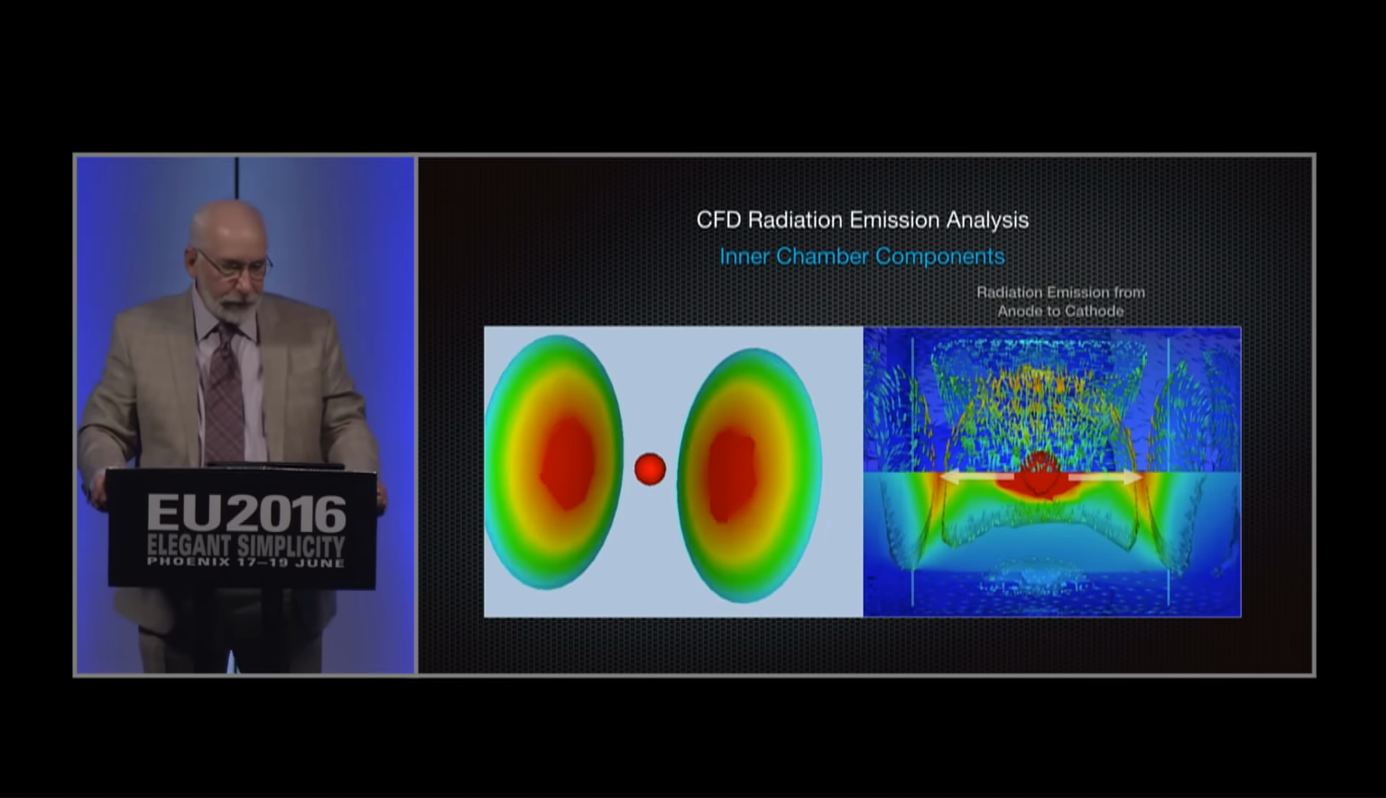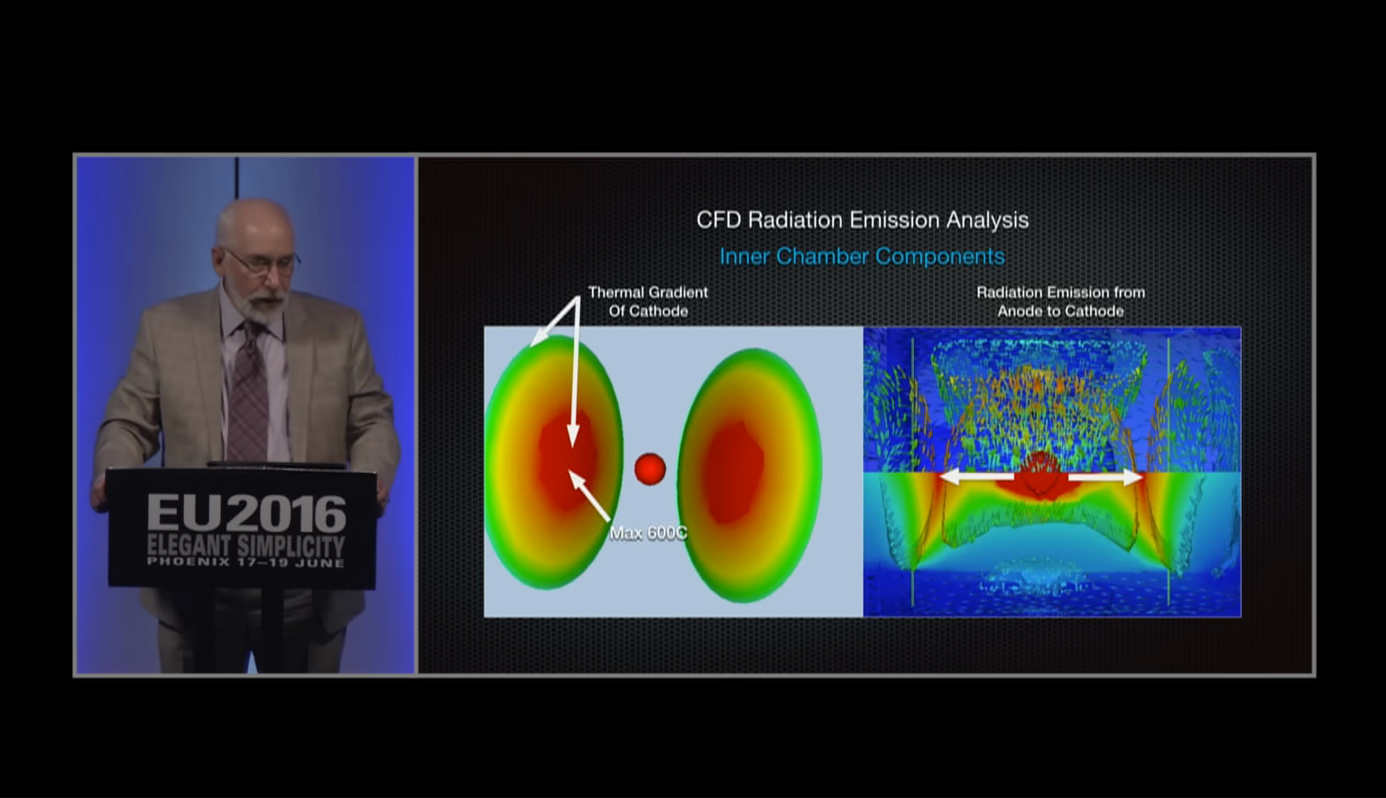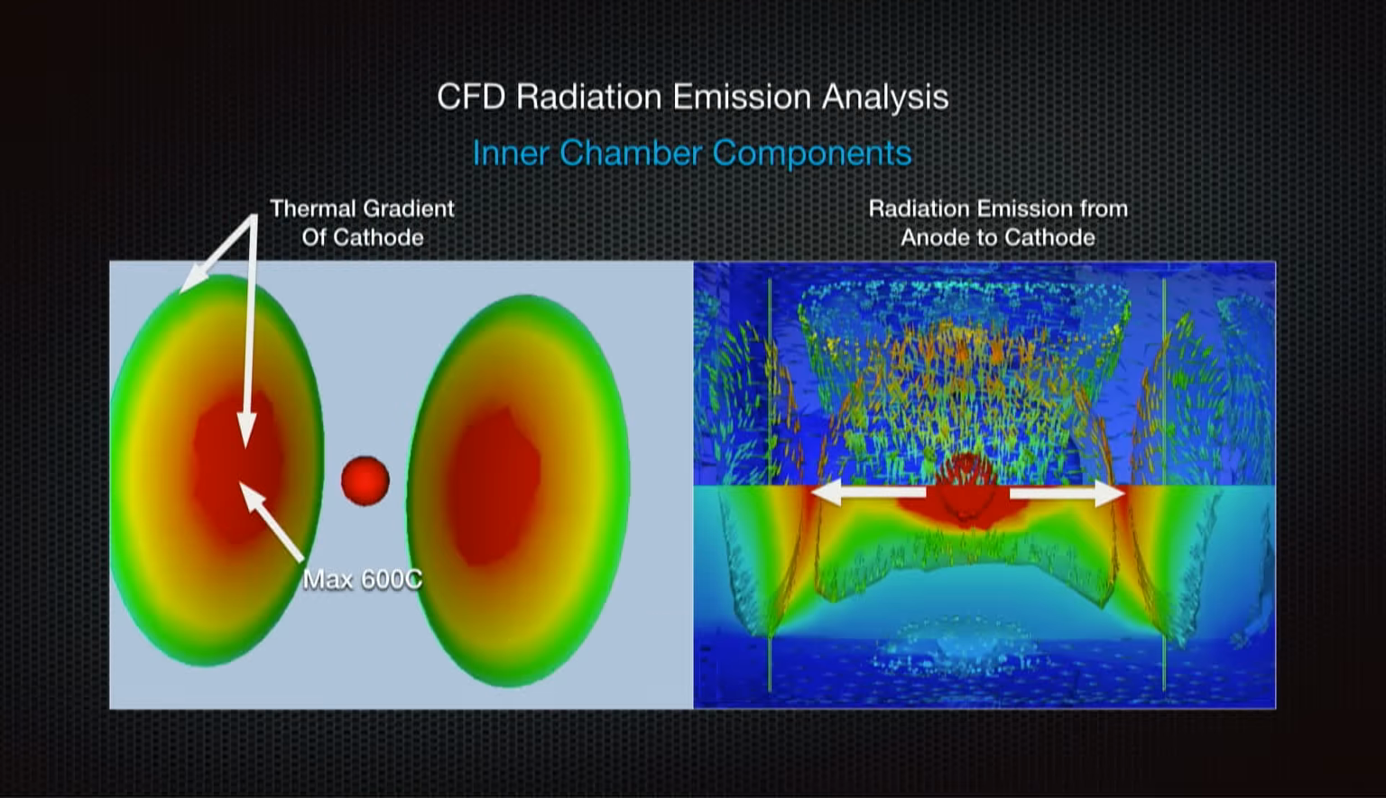This here is the results. The maximum temperature that we got from the radiation is about 600 degrees Celsius for the copper, and that's well within copper's ability to handle. It's going to get hot, but it's not going to melt.